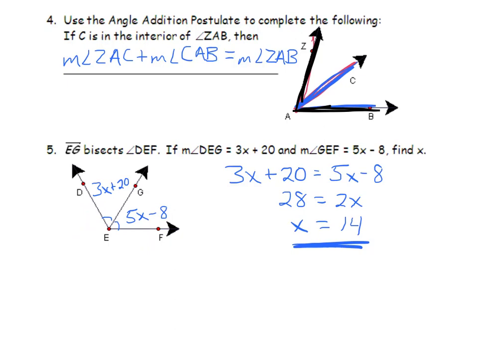Number 5, if they told us that EG was bisecting our whole entire angle DEF, that meant that we had an angle bisector and our 2 angles were indeed congruent. So if we labeled the first angle as 3x plus 20 and the second one as 5x minus 8, we would set them equal to each other and solve, and we ended up getting x equals 14. And that's all we had to do because it only said find x.